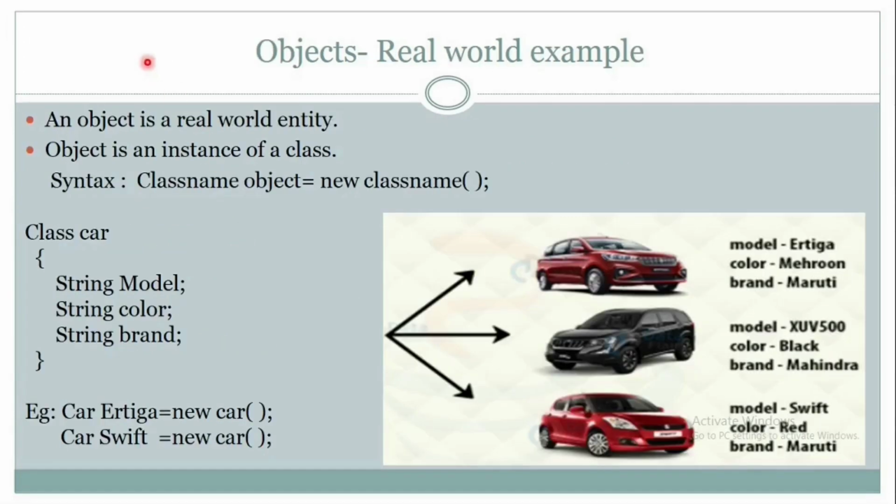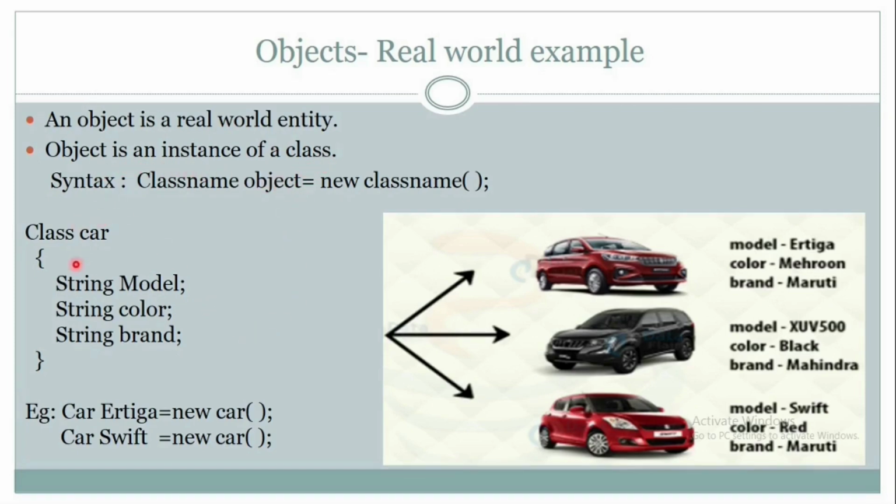Now we have already learnt about the class, where we know that a class is just a template, a blueprint from which an object is created, or a skeleton structure of an object. So now the question is, what is an object? An object is a real world entity, something that appears in the real world. An object is an instance of a class.